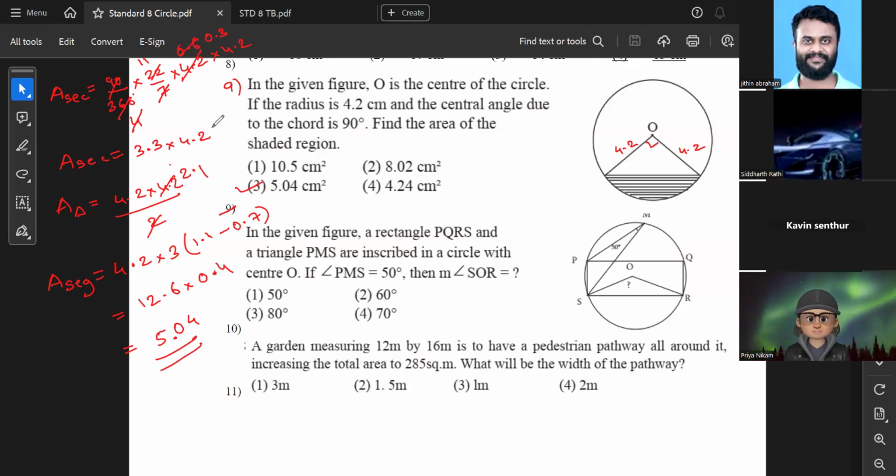And area of segment will be this value minus this value. So while subtracting, what did I do? I've taken common numbers like 4.2 and 3, and inside the bracket we were left with 1.1 and 0.7. That gave me 0.4 and simply multiplied and got the answer. Got it? So you found the area of the sector and the area of the triangle, right, sir? Yes, yes. Is it clear? Yes, sir.